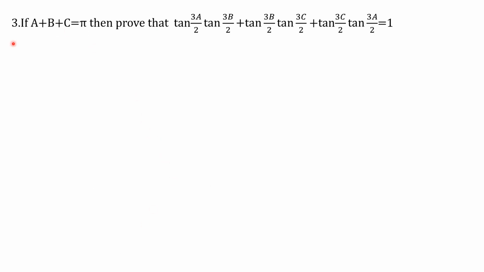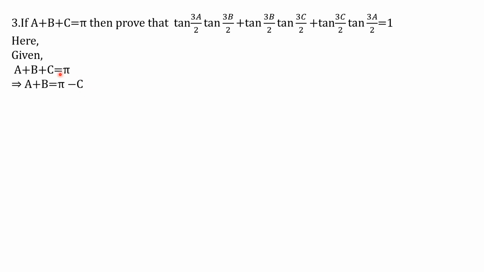Our next question number 3 is: if A plus B plus C is equal to pi, then prove that tan 3A by 2 into tan 3B by 2 plus tan 3B by 2 into tan 3C by 2 plus tan 3C by 2 into tan 3A by 2 is equal to 1. So to prove, here given A plus B plus C equal to pi, so we will take C to the other side. You can take any angle to the other side.